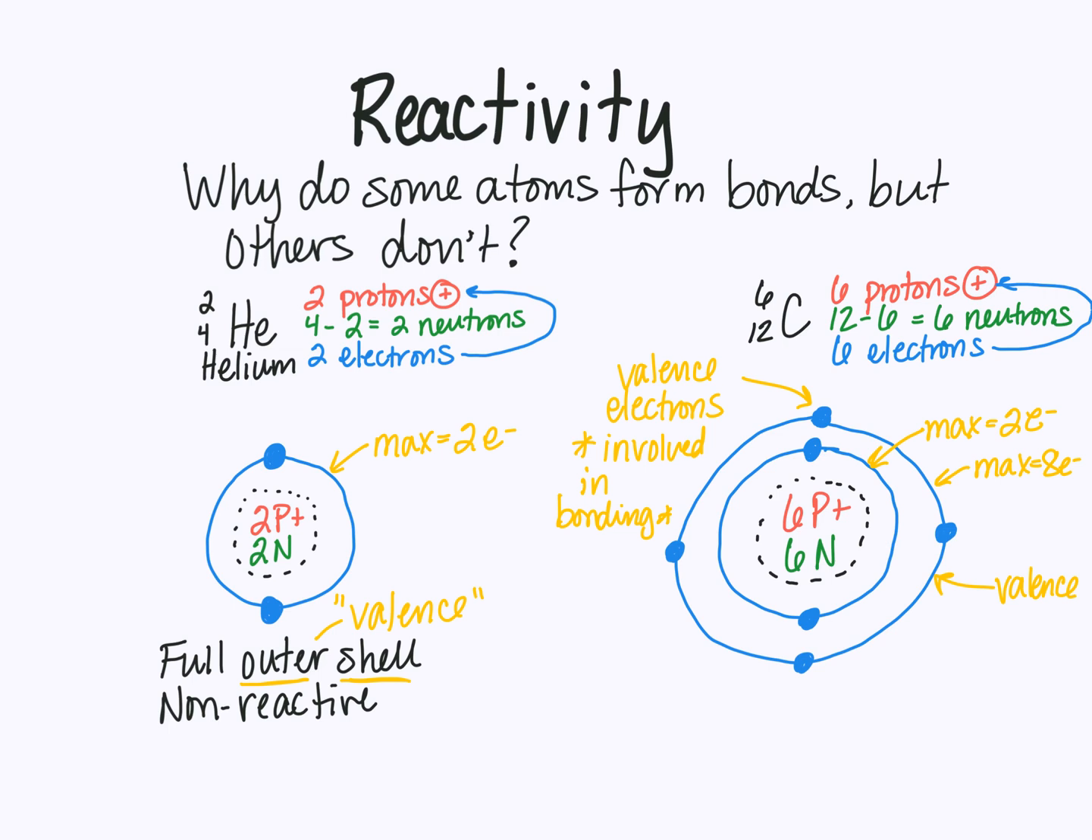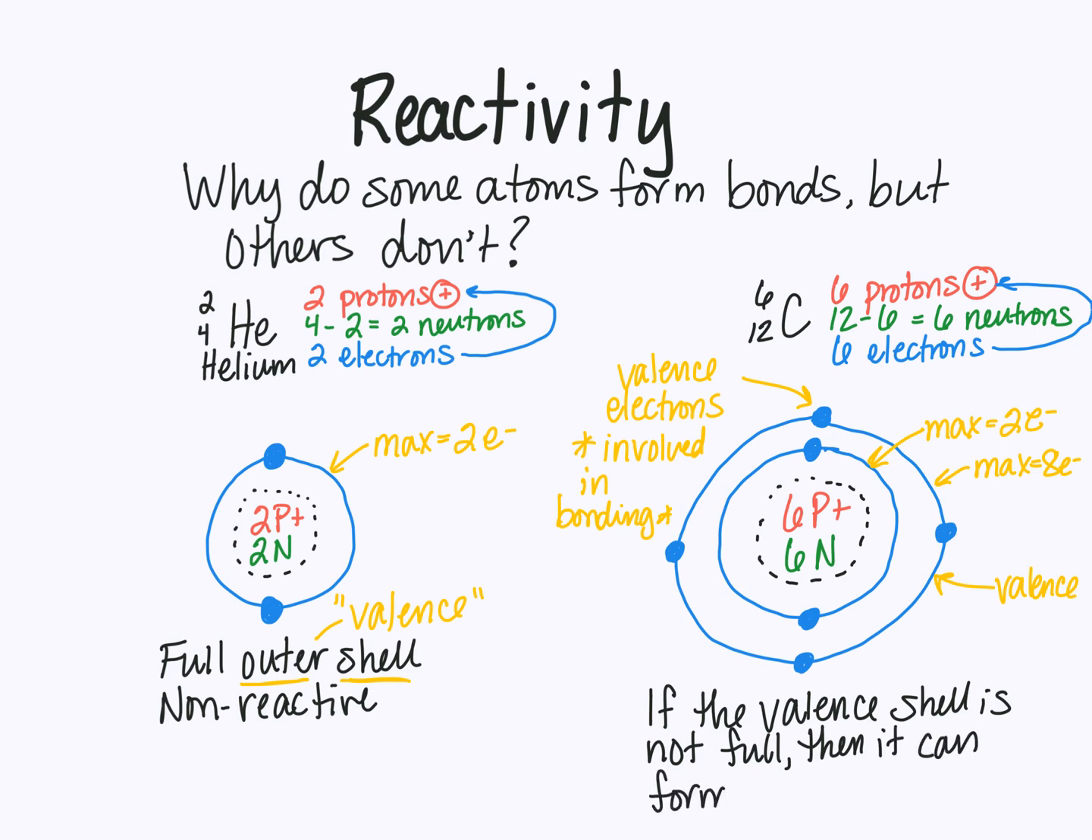So if you look at the outer shell of carbon, it can hold a maximum of 8 electrons, but it only has 4 electrons present. So since the valence shell is not full, carbon can form chemical bonds with other atoms. So if the valence shell is not full, then it can form chemical bonds.